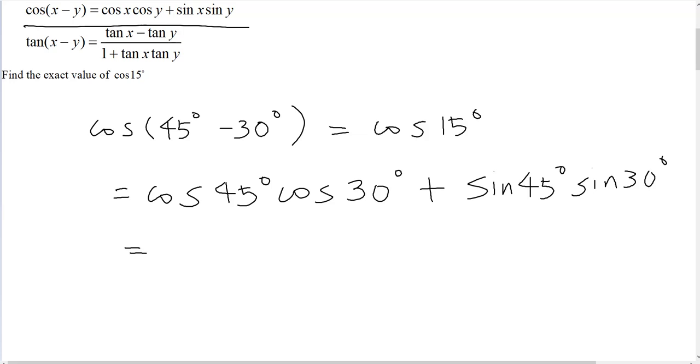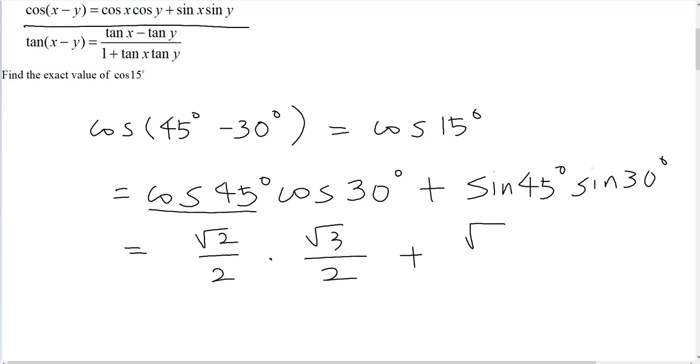Now you know cosine 45 is square root 2 over 2. I hope you do. Cosine 30 degrees is square root 3 over 2. And sine 45 degrees is the same as cosine 45, square root 2 over 2. Sine 30 degrees is 1 over 2.